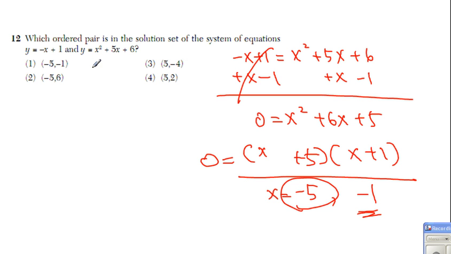So when you plug in negative 5 into any one of these two, what if I plug in here? Negative, negative 5. That means positive 5 plus 1, 6. Okay, so there it goes. Number 2 would be the correct answer.